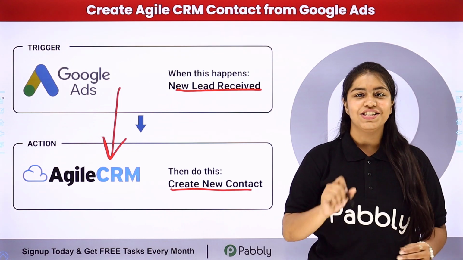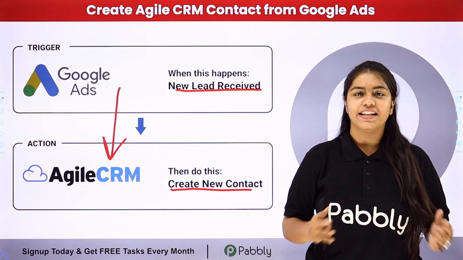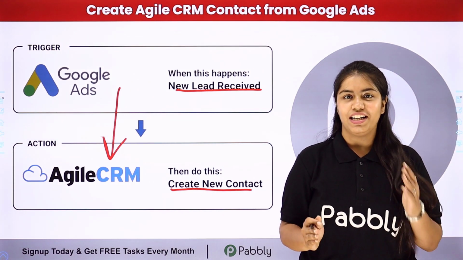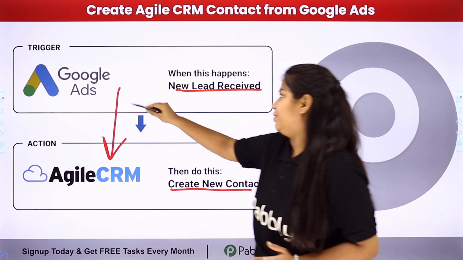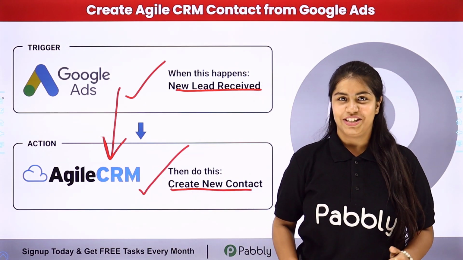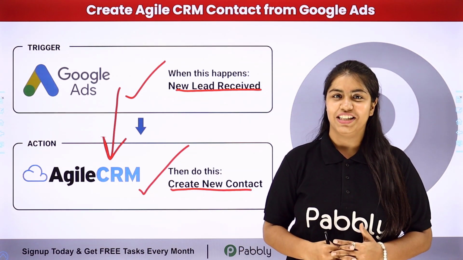To create this integration, we are going to use Pabbly Connect. It is an amazing automation software. So in Pabbly, we have the concept of trigger and action. For trigger, we are going to use Google Ads, and for action, we are using Agile CRM. So if you want to learn this process step by step, follow me through the screen.